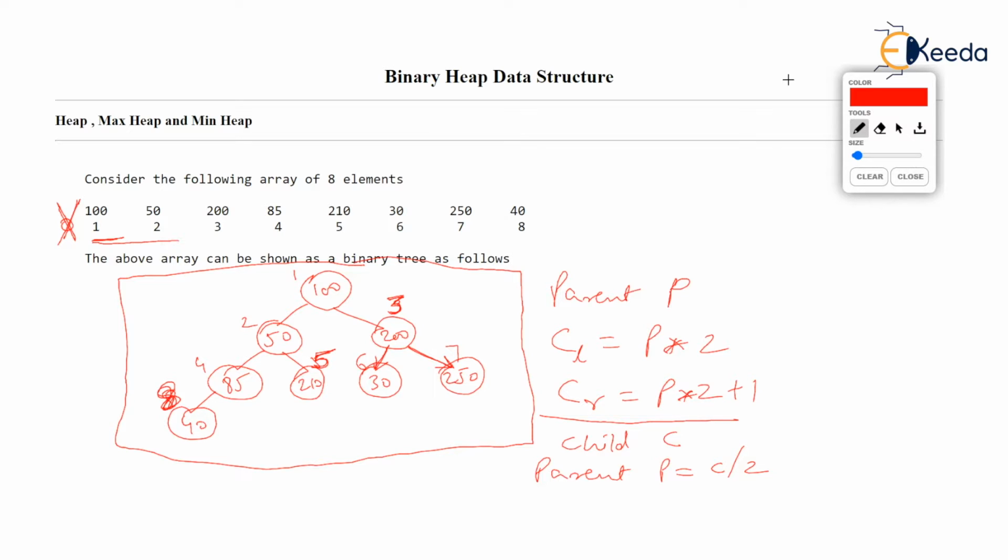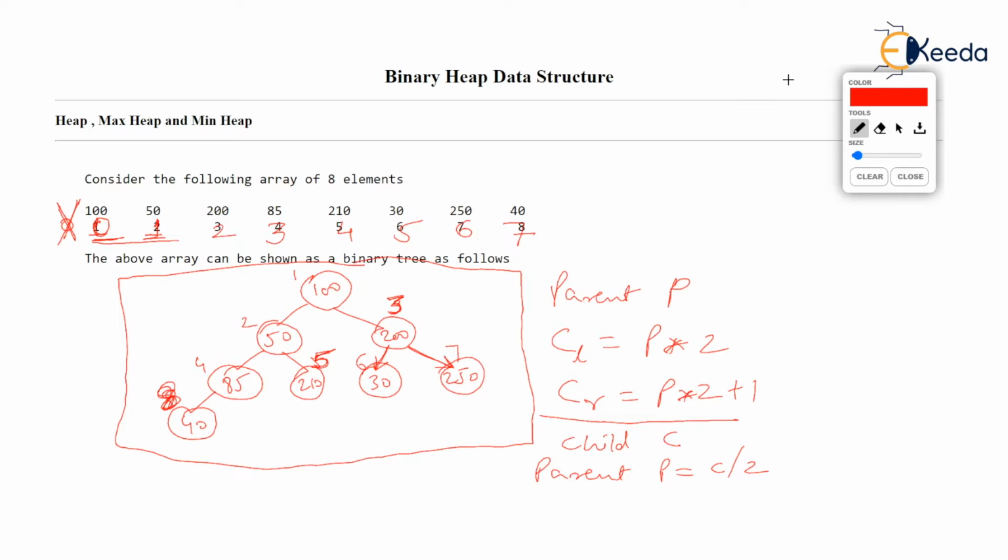But these formulas which I have written for left child, right child, and parent are applicable when we start the array indexing from 1. Now, for some time, imagine that I started the array indexing from 0. So, 0th position is storing 100, first is 50, second, and so on. This is the indexing. Nothing fancy about that.